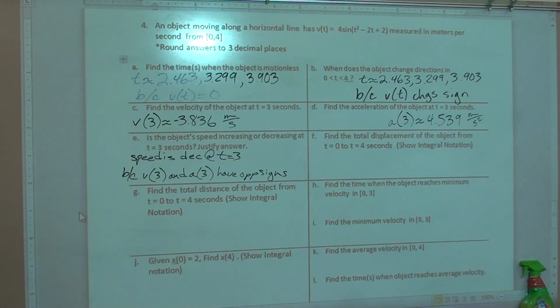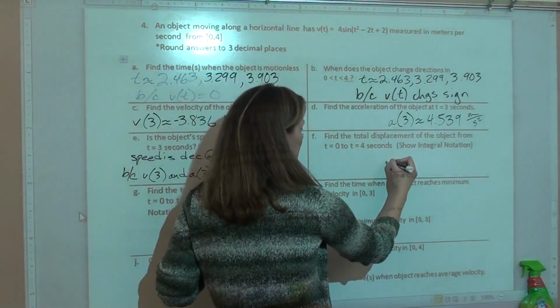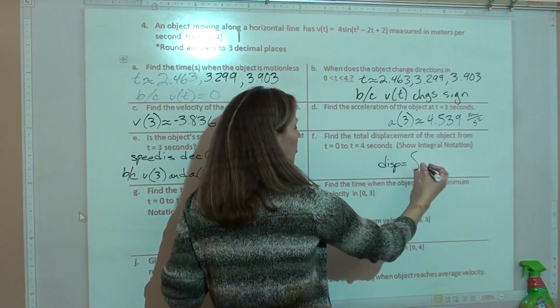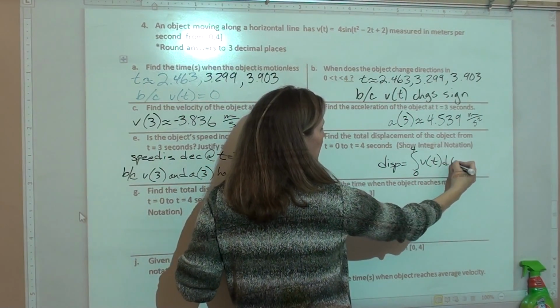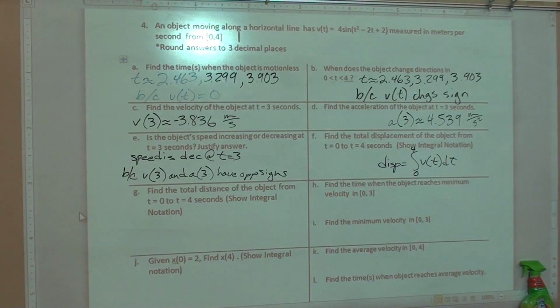Awesome. All right, displacement. Show integral notation. The displacement is equal to the integral of the velocity. So we need the definite integral from 0 to 4 of the velocity. Are you ready?